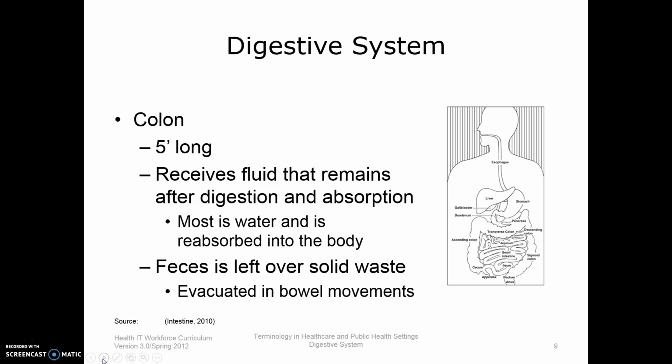The colon is the longest part of the large intestine. It travels through all four quadrants of the abdomen. The various sections of the colon include the ascending colon, the transverse colon, the descending colon, and the sigmoid colon.